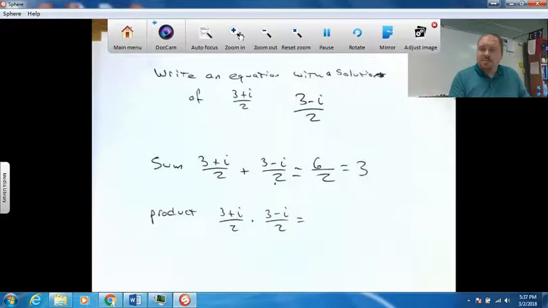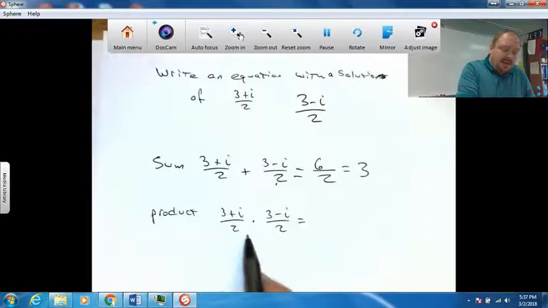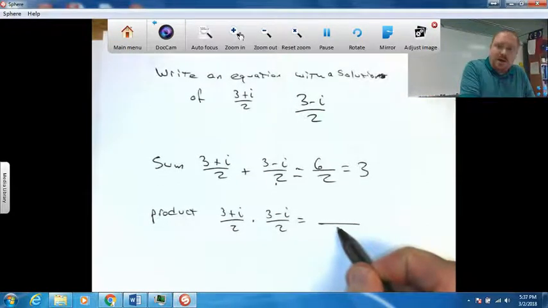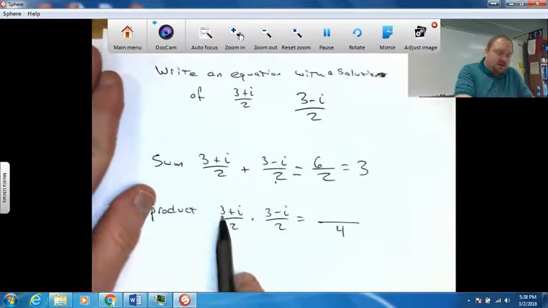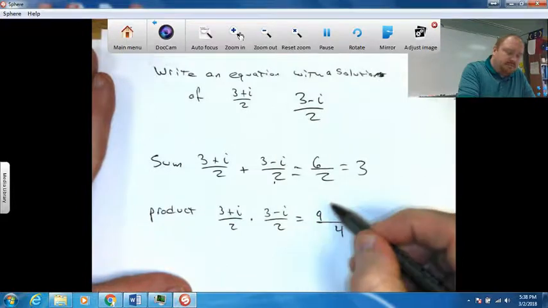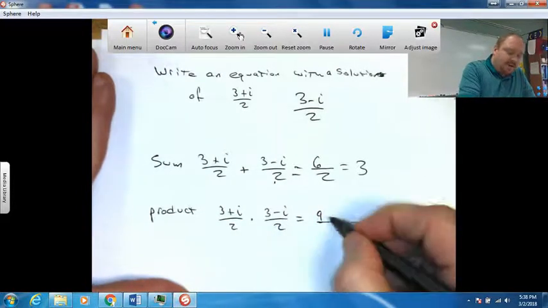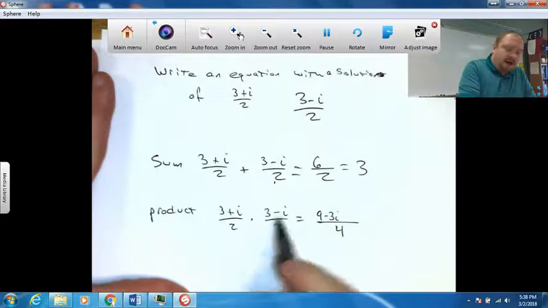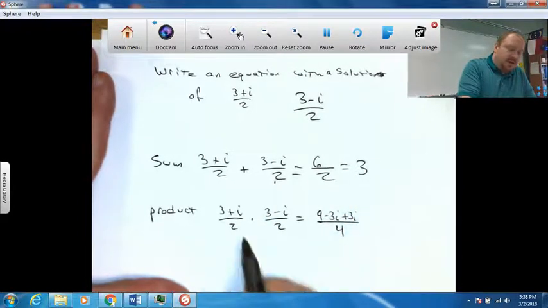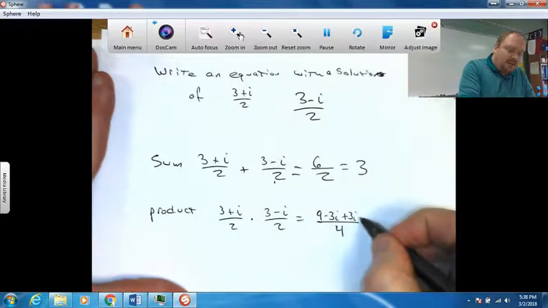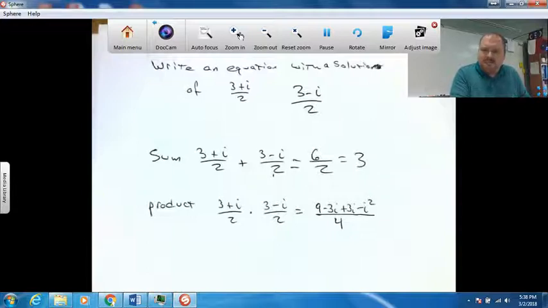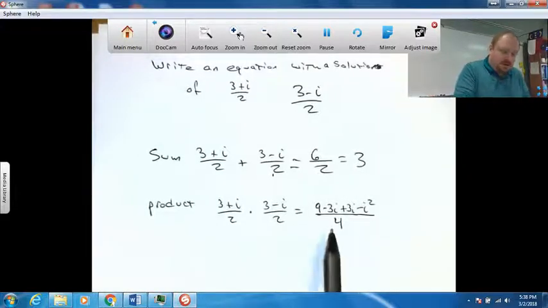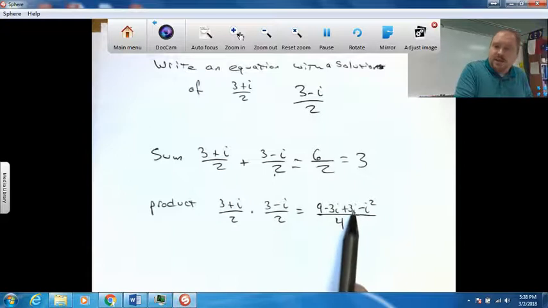Now, for the top, I'm just going to FOIL these together. For the bottom, it's really easy. 2 times 2 is 4. Remember, when you multiply fractions, you do multiply the denominators. So for here, I'm going to do 3 times 3, that's 9. 3 times negative i is negative 3i. i times 3 is 3i. And i times negative i is negative i squared. So now I need to clean this up. I need to simplify it. So the minus 3i and the plus 3i cancel out. That's nice.